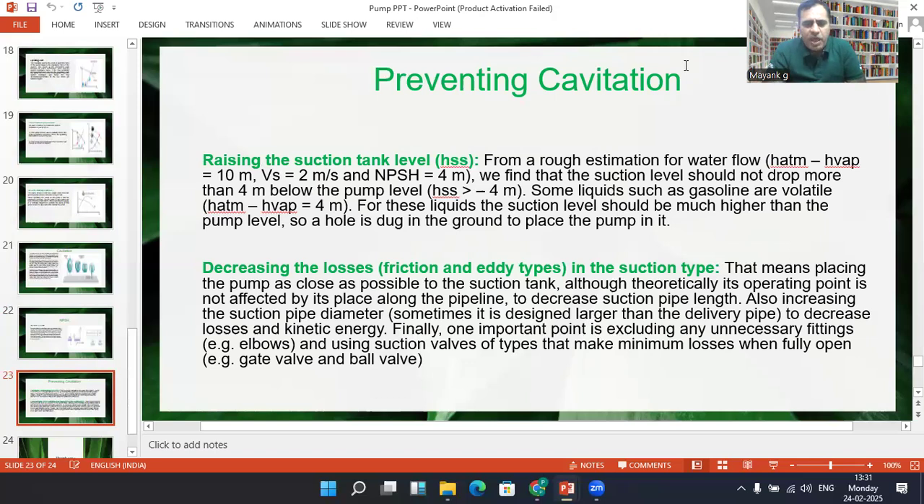This means placing the pump as close as possible to the suction tank. Although theoretically its operating point is not affected by the place across the pipeline, decrease the suction length and also increase the suction pipe diameter to decrease the losses and the kinetic energy. Finally, one more point is excluding any unnecessary fittings like elbows and other kinds of bends, and using suction valves of the types that make the minimum losses when fully open.